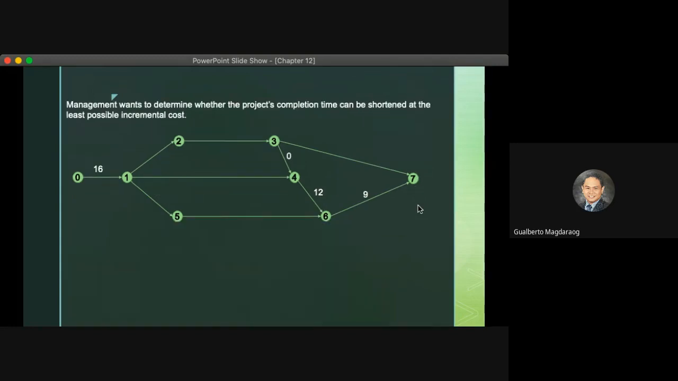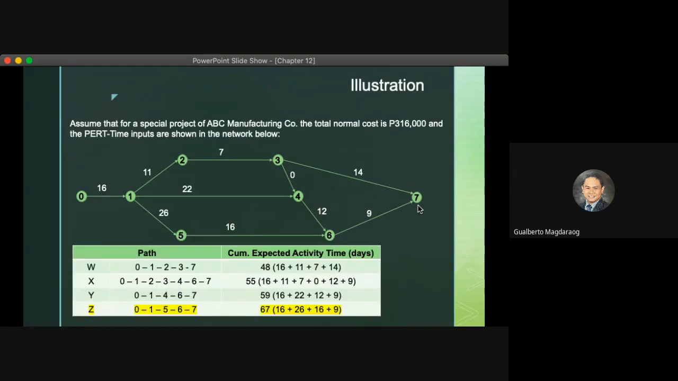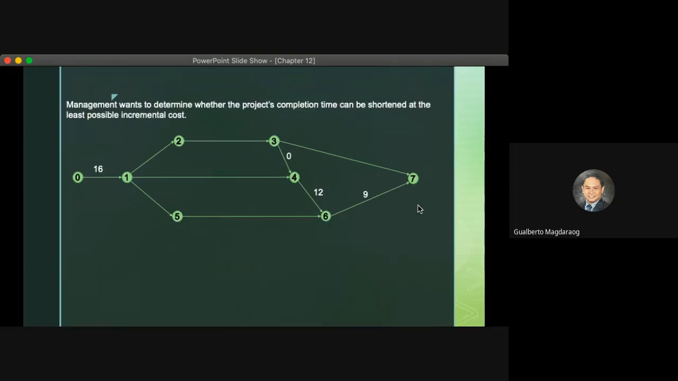Okay. Now, the management wants to determine whether the project's completion time can be shortened at the least possible incremental cost. Originally, we can finish the entire project in 67 days. We wanted to find out, can we crash it? Can we reduce or shorten the period? Now, if you do crashing, you have to assign an alternative number of days to finish the activity, which should be lower than the original estimated time.